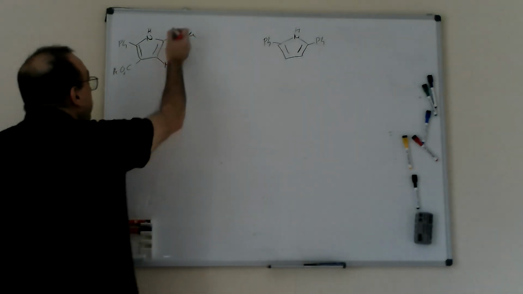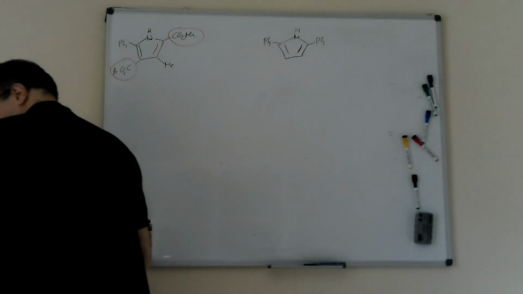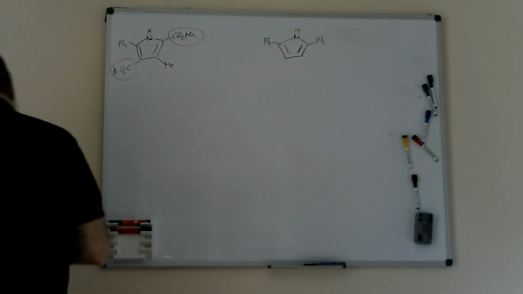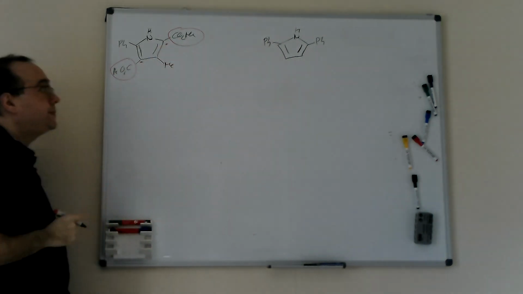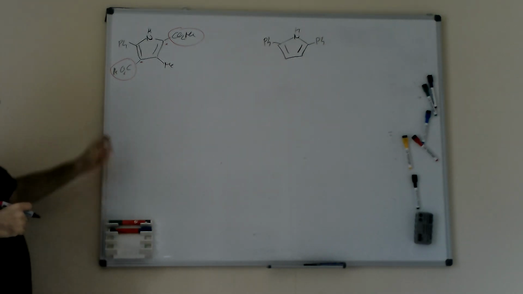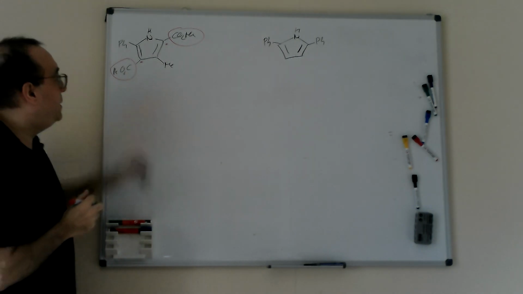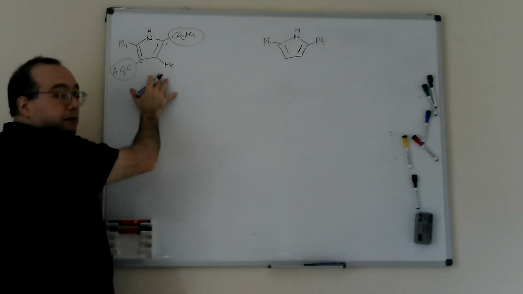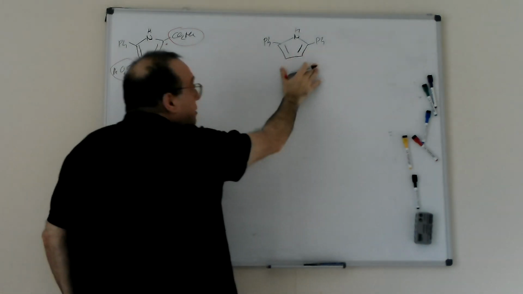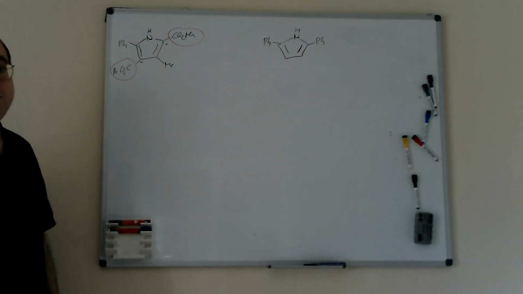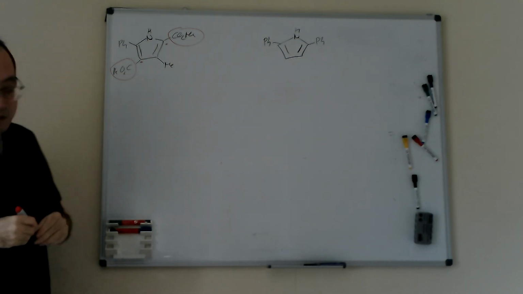In this case, we have electron withdrawing groups in positions 2 and 4, while here we don't have any electron withdrawing group. That means this will clearly be a Hantzsch synthesis starting from ketoesters, and this will be a 1,4 dicarbonyl compound. We will need to start with a 1,4 dicarbonyl compound.